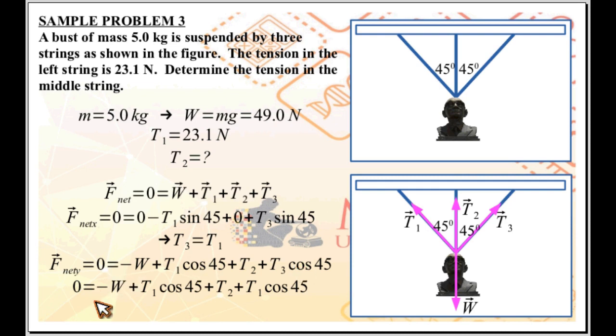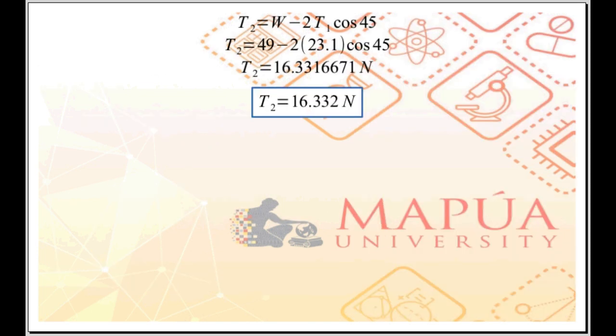We get 0 is equal to minus weight plus T1 cosine 45 plus T2 plus T1 cosine 45. We replace T3 by T1 because from the X component, we know T3 is just equal to T1. Isolating T2, we get T2 is equal to weight minus 2 T1 cosine 45. We know weight, we know T1. The only unknown is T2. We are able to calculate T2 to be 16.332 newtons.